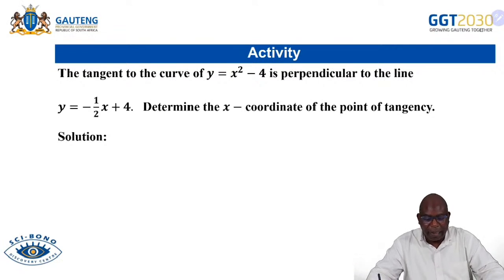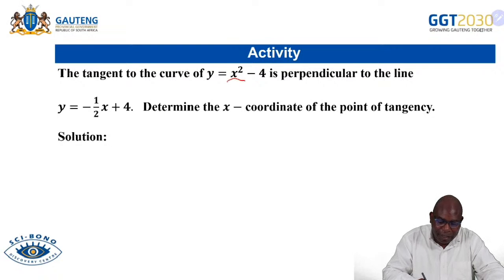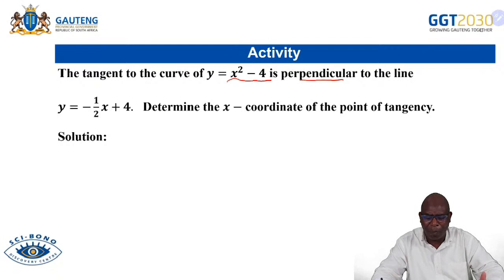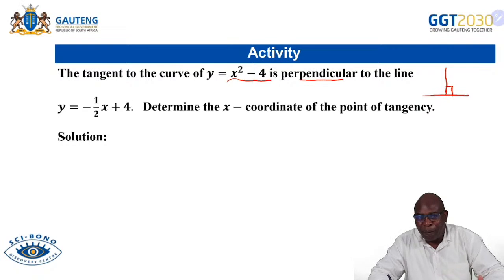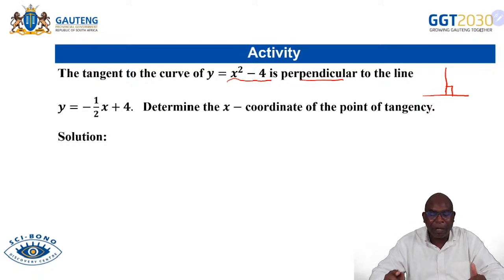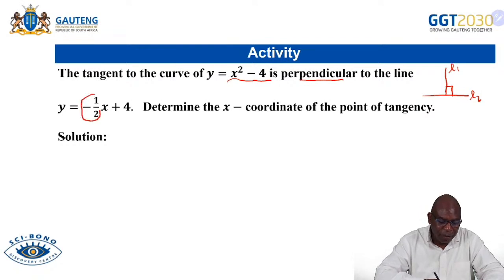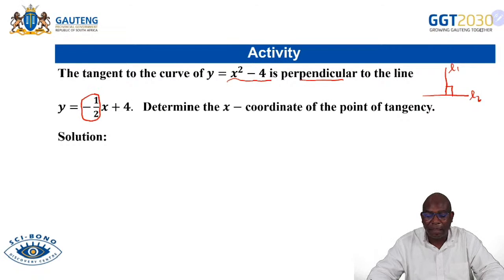Now I'm given that curve here. And they say it's perpendicular. Now I can see the word perpendicular. So what do I know about perpendicular lines? Perpendicular lines, this line perpendicular to that, the gradients will multiply to give us negative 1. So in other words, if I multiply the gradient of line 1 and the gradient of line 2, I'm going to get negative 1. Now, it means that is the gradient that has been given here. They say perpendicular to that line, so the gradient is given.